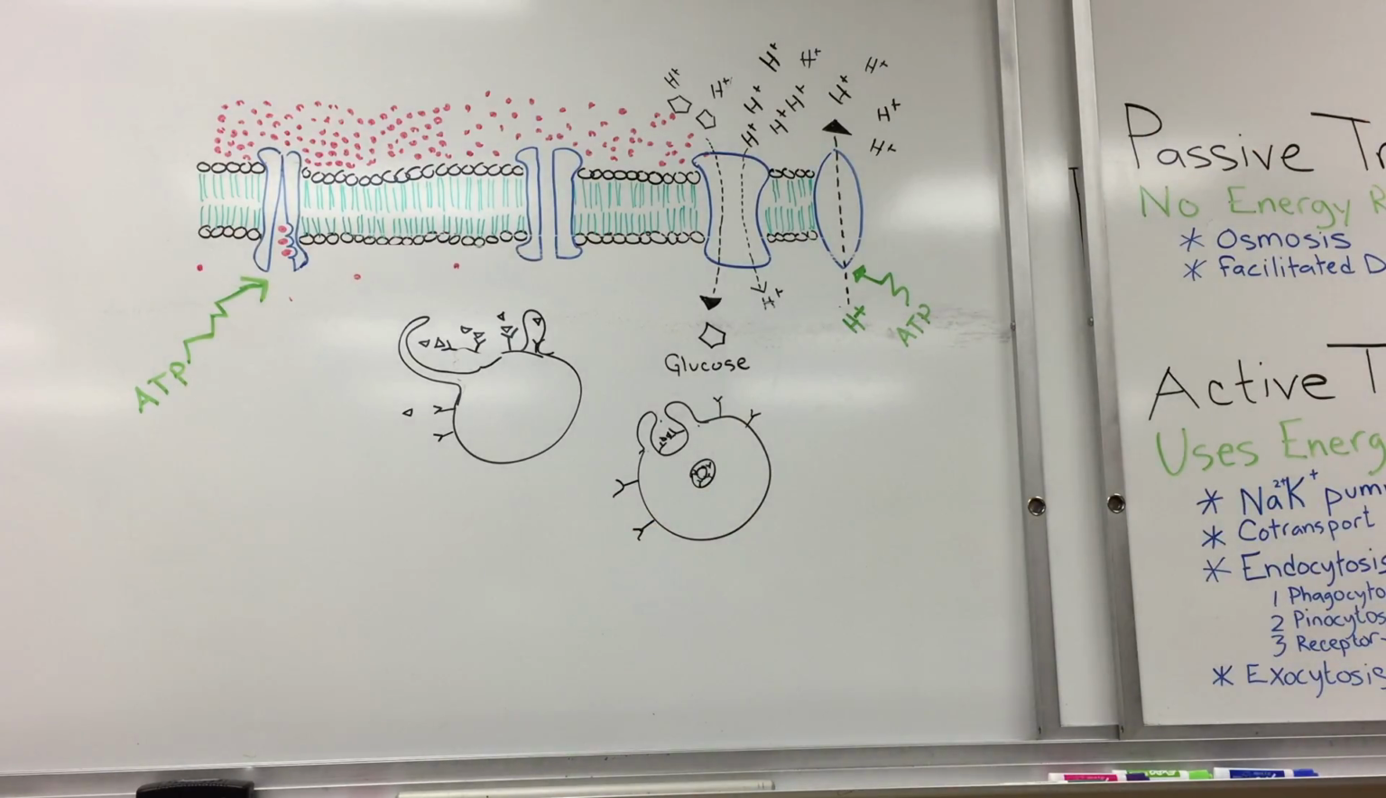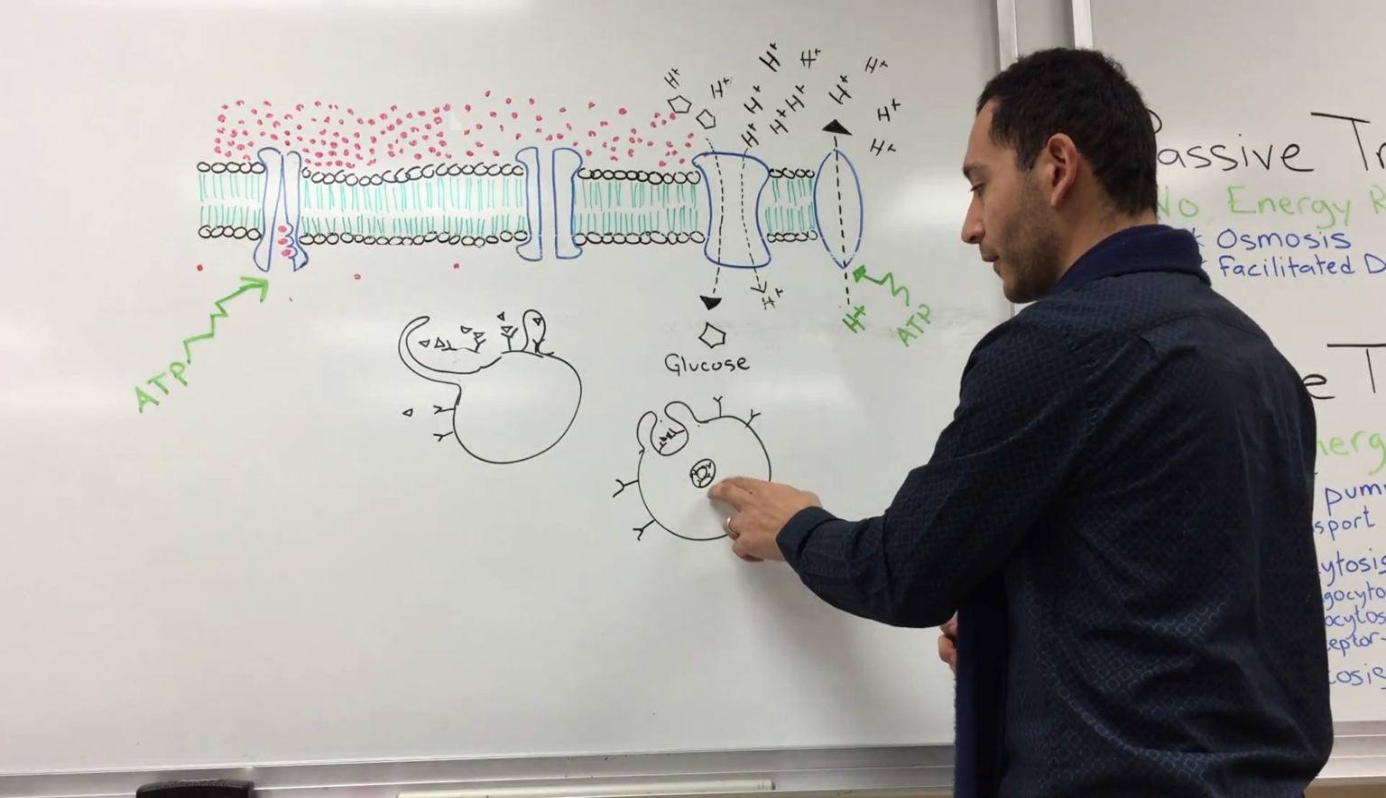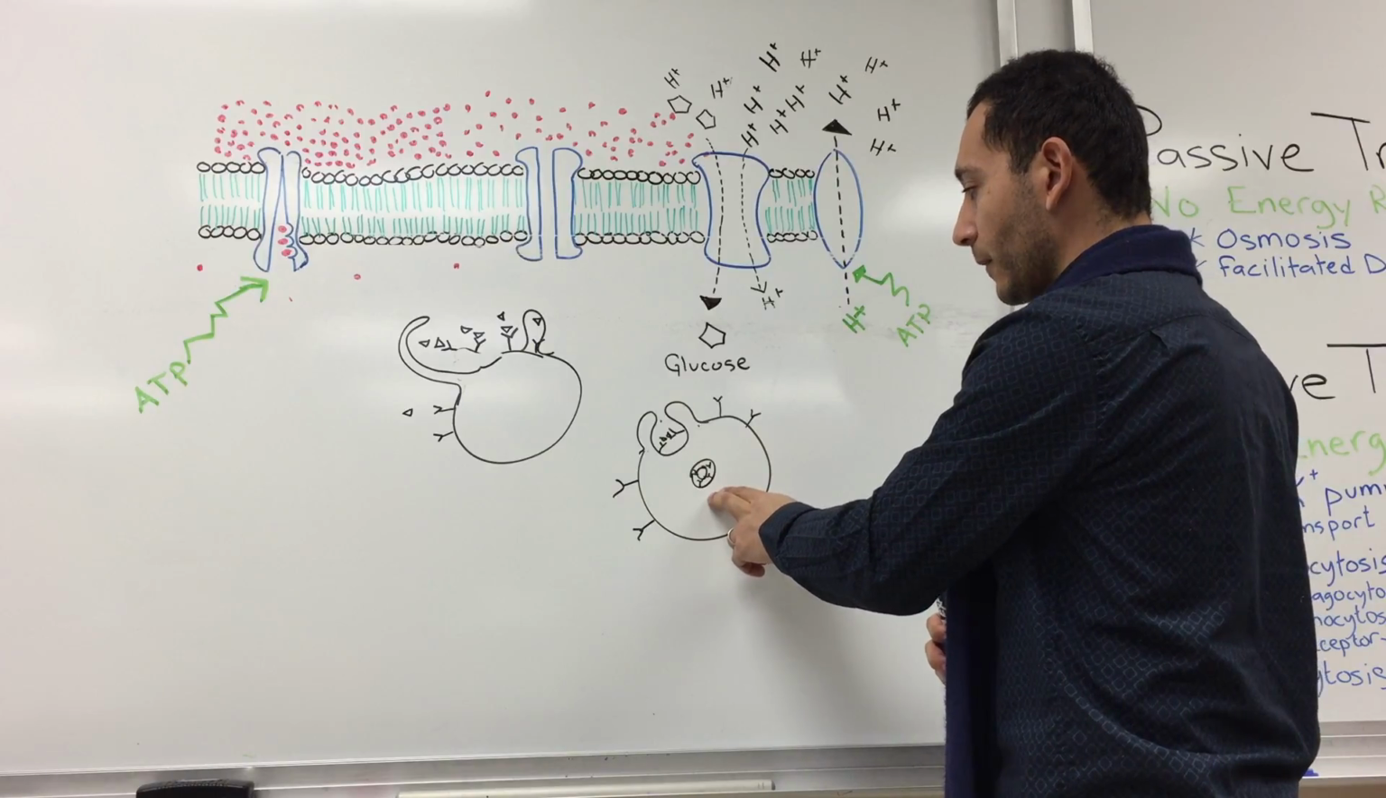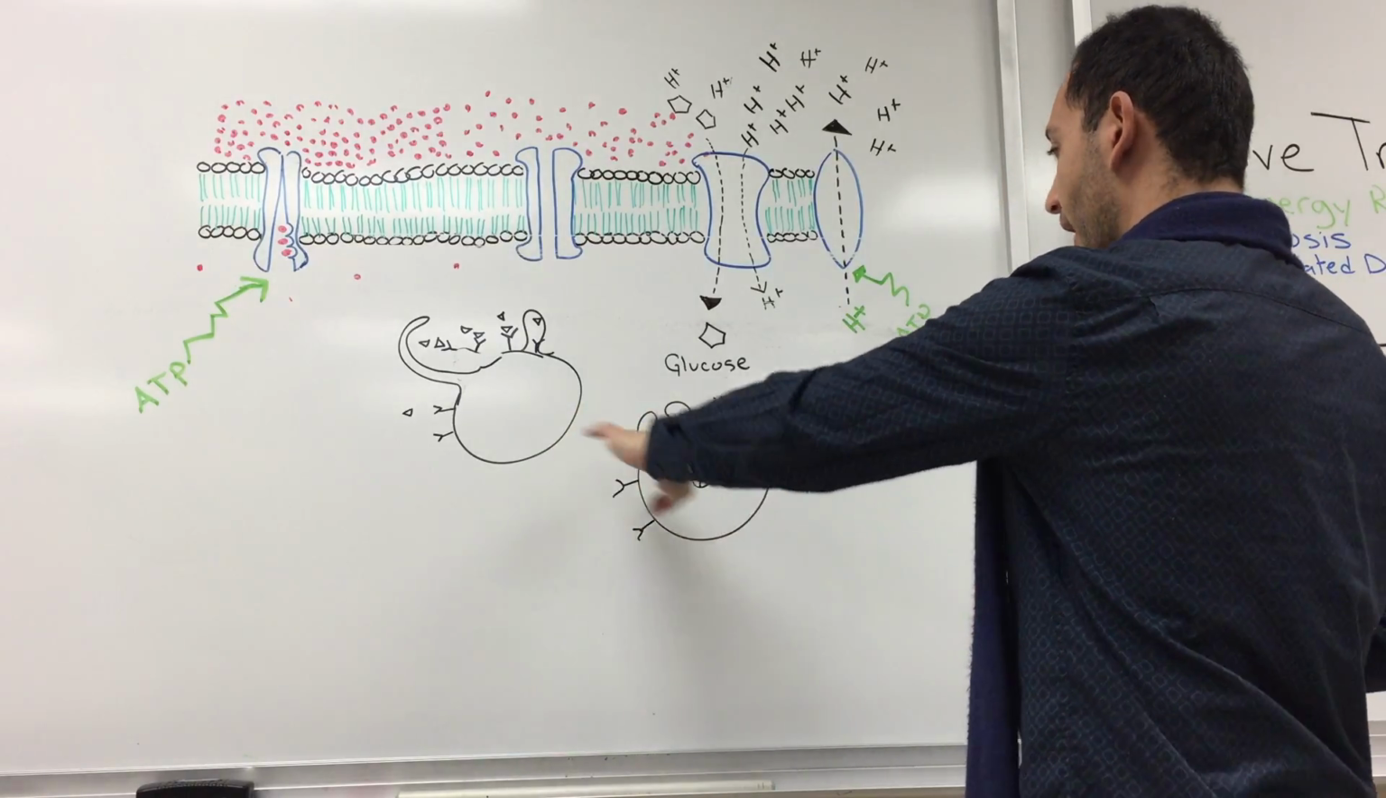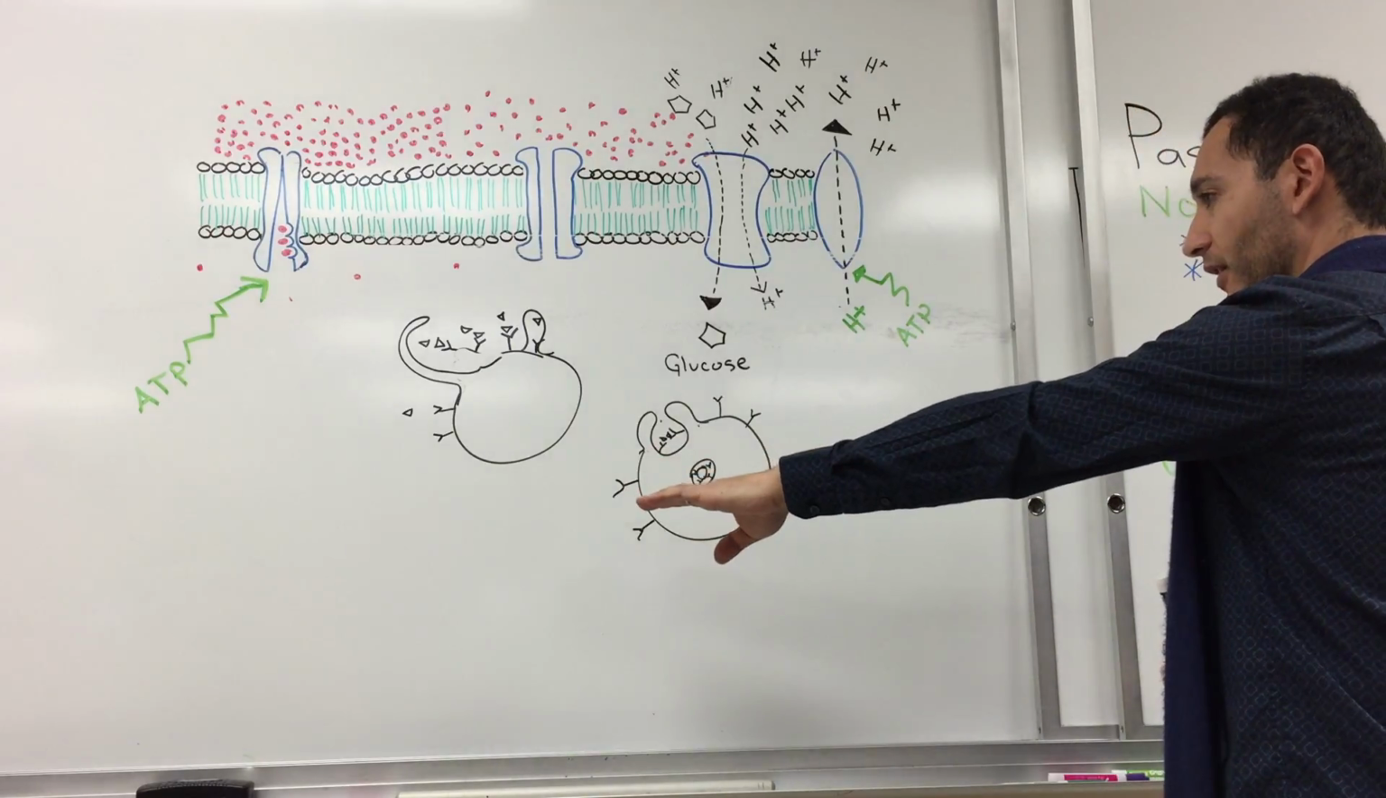So that is sodium-potassium pump, co-transport, endocytosis, and the three types of endocytosis are phagocytosis, which is cellular eating, pinocytosis, which is cellular drinking, and receptor-mediated endocytosis, which is the taking in of molecules but using receptors on the outside of the plasma membrane. And the last thing is exocytosis. Exocytosis is the opposite, things exiting the cell.